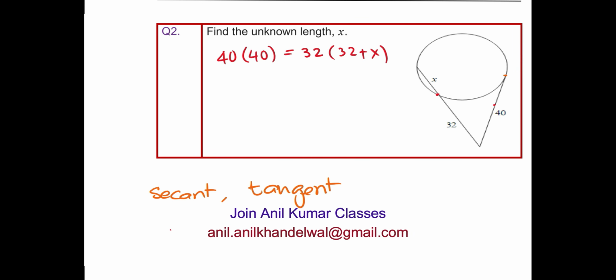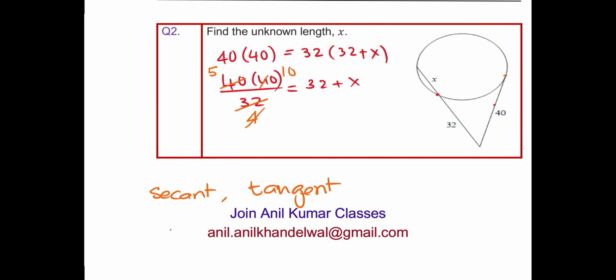And now you can simplify this, divide by 32. So we can write, let's write 40 times 40, divided by 32 equals 32 plus x. We can simplify this, dividing both by 8: 8 times 5, 8 times 4, and that goes 10 times.